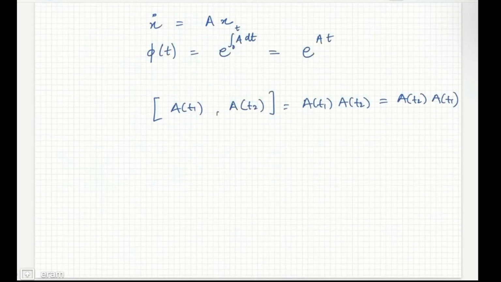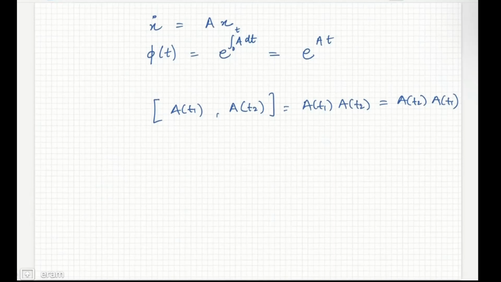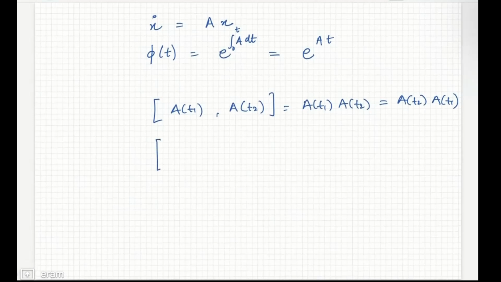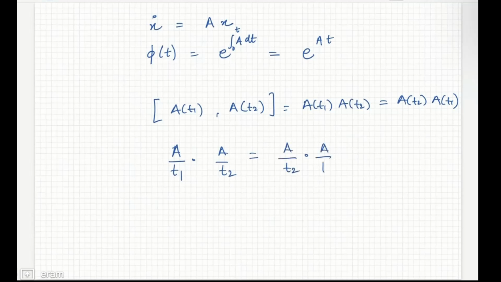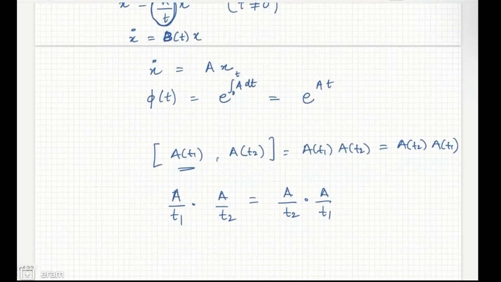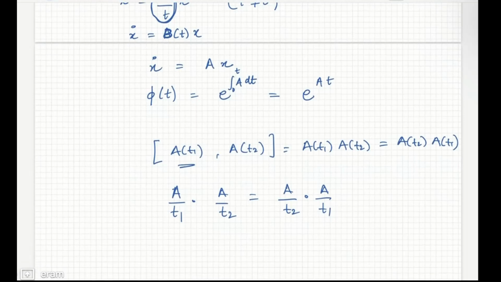Can I write, because a is constant, can I write a by t1 into a by t2 as a by t2 into a by t1, because a in our case is this whole term. Okay, will these two be equal? Here a is constant.